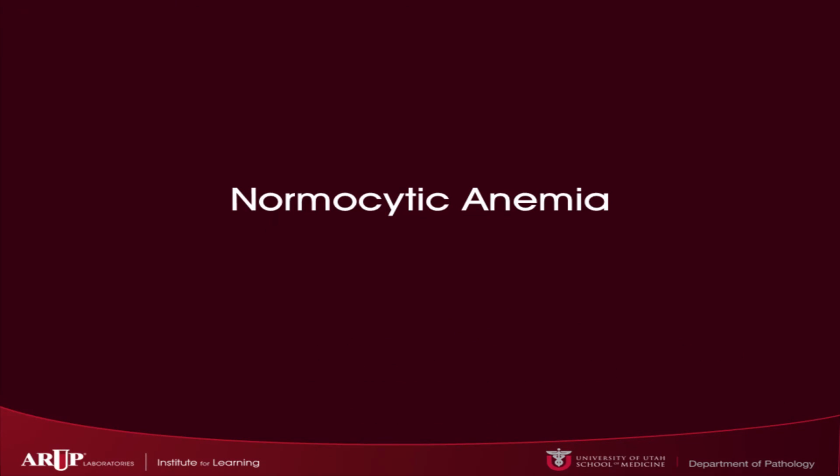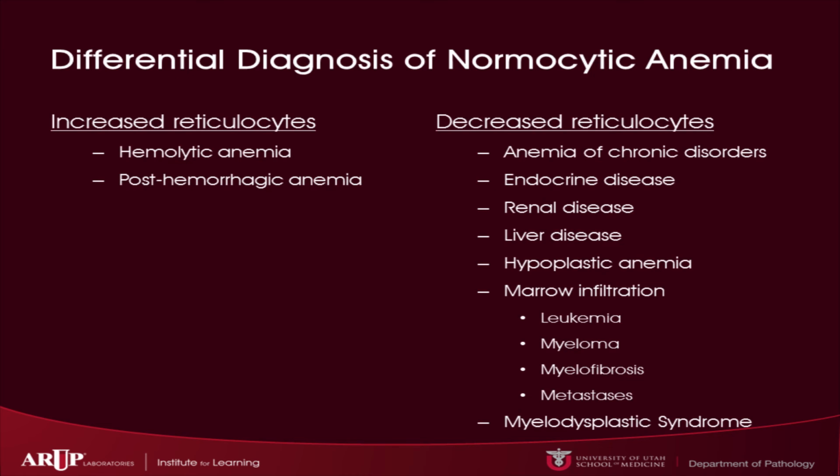So that's a basic workup of macrocytic anemia. Let's talk about normocytic anemia, which is where most of the anemia in our day-to-day practice would come. Differential diagnosis of normocytic anemia: there is a big list. Anything which doesn't come under microcytic anemia and macrocytic anemia would come under normocytic anemia.